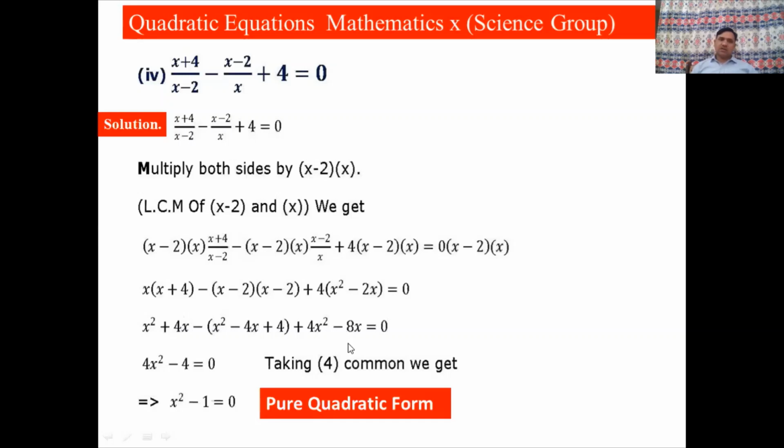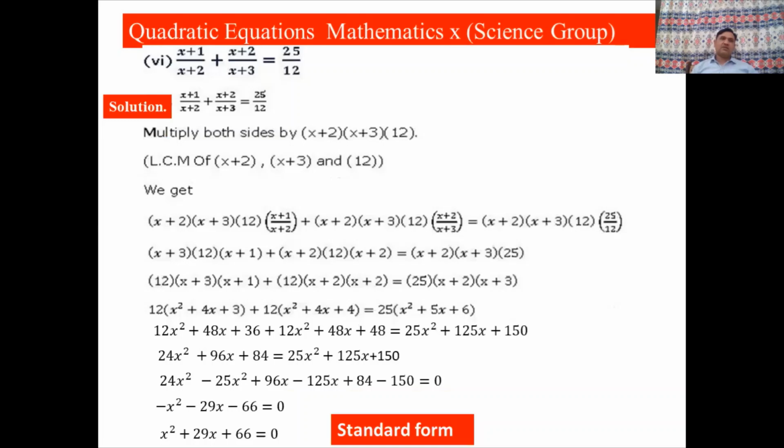So these two terms cancel out with each other, and we have this minus, and here is minus, and this is plus. So when we multiply with this one, we get minus 4. After simplification, we are left with 4x square minus 4 is equal to 0. Taking 4 as common and dividing both sides by 4, we are left with x square minus 1, and this is a pure quadratic form of a quadratic equation. So part 5 you have to solve yourself.